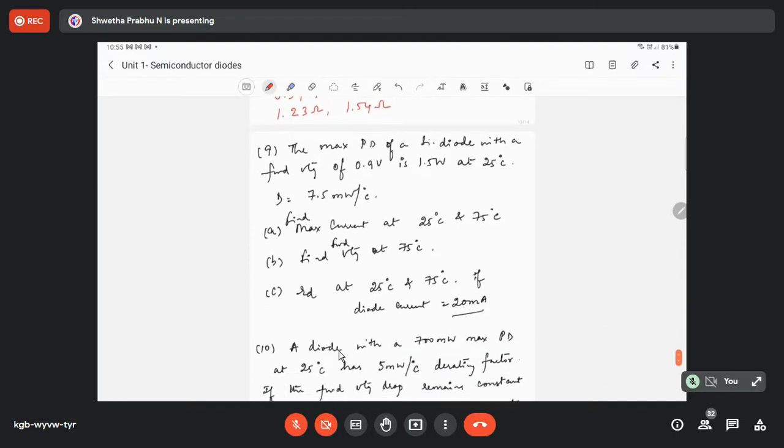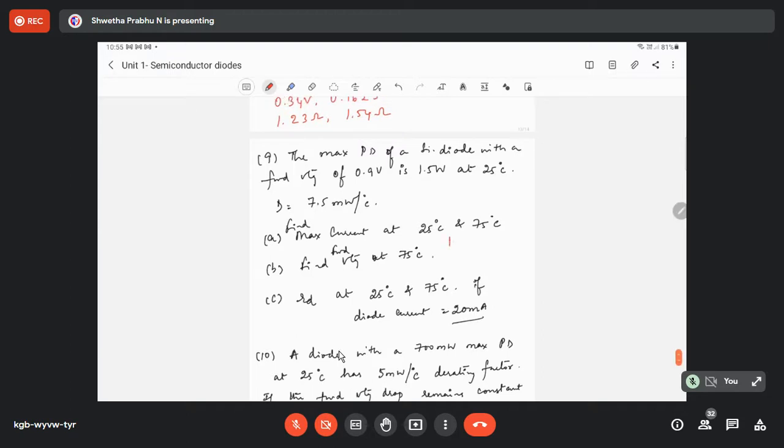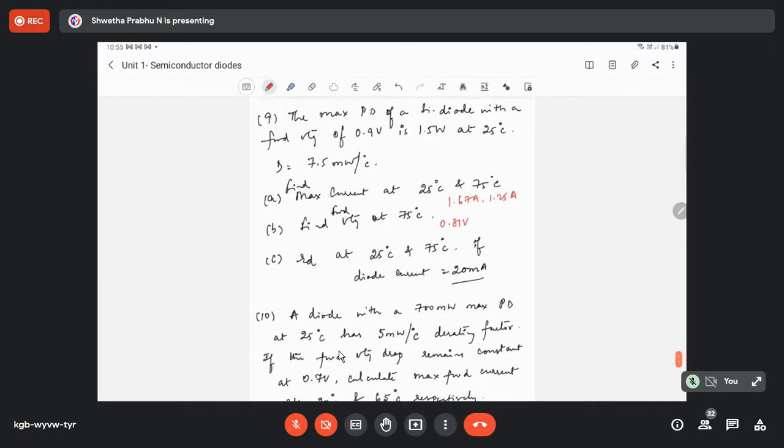Okay, next, coming to the ninth question. Ninth question, you have A, B, C. Can anyone tell me what answers did you get? Ma'am, for A, it is 1.67 amperes. And 1.25 amperes. Yes, correct. And then voltage, B value, it is 0.775 volts. Okay. Next, coming to dynamic resistance, 1.3 ohms and 1.52 ohms.